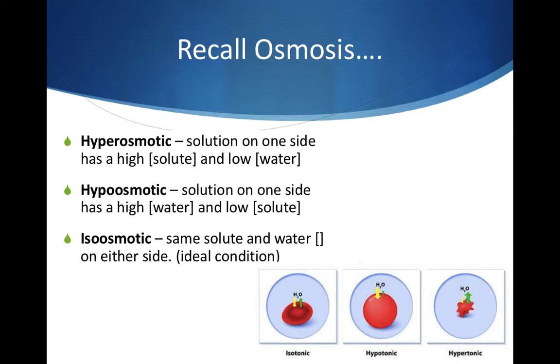Similarly in this unit, we're going to talk about hyperosmotic, hypoosmotic, and isoosmotic solutions. A hyperosmotic solution is one where on one side of a membrane there's a high solute concentration and a low water concentration. A hypoosmotic solution is one where we have a high water concentration and a low solute concentration. And an isoosmotic solution is going to have the same concentration of solute and water on both sides of a membrane, which is considered the ideal condition because we're not losing any water or gaining too much water into our cells themselves.